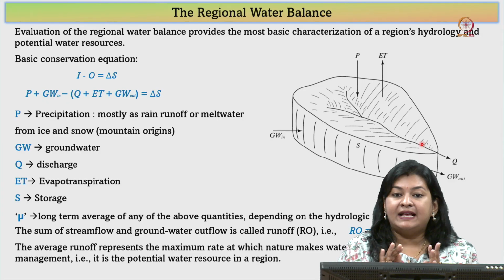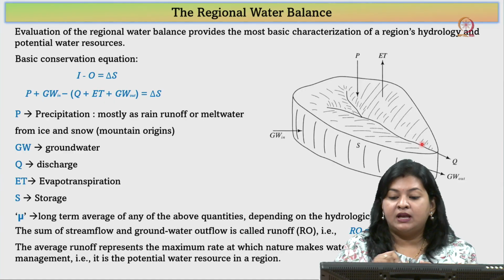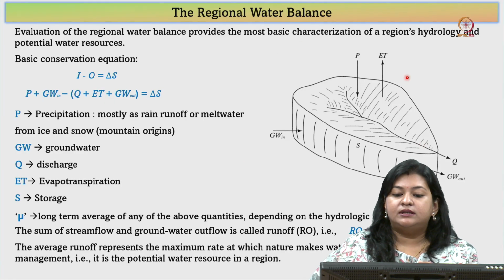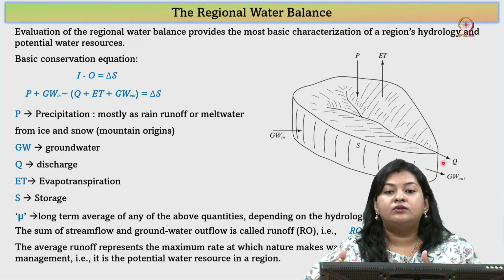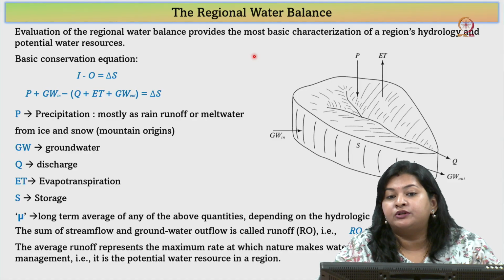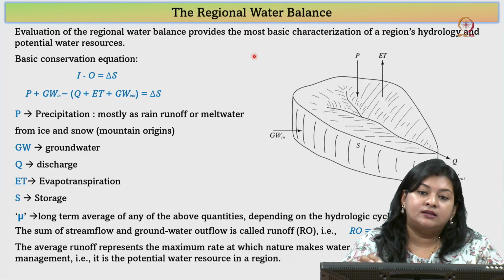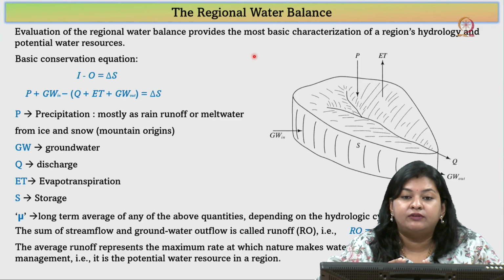Okay. Now, let us break down these different small components in a catchment. You can see in this small image, this is a small valley. So, for this valley, the regional water balance will provide the first hand characterization of the region's water potential. This is what is called the region's water potential. That means how much water is available for use. Okay.